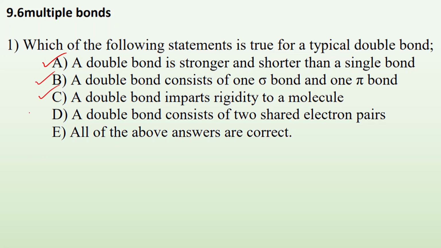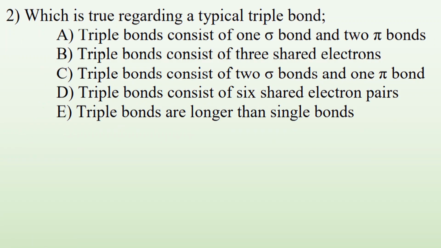A double bond consists of two shared electron pairs. Yes, two pairs. So a total of 4 electrons. And then E, all of the above are correct. Yep, that's our answer right there. All those statements are true statements for a typical double bond.